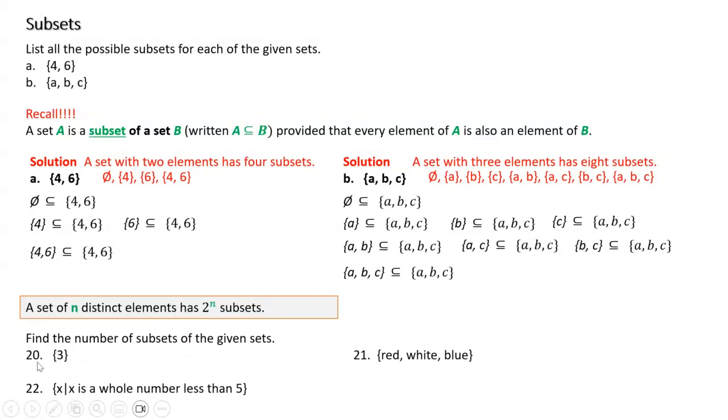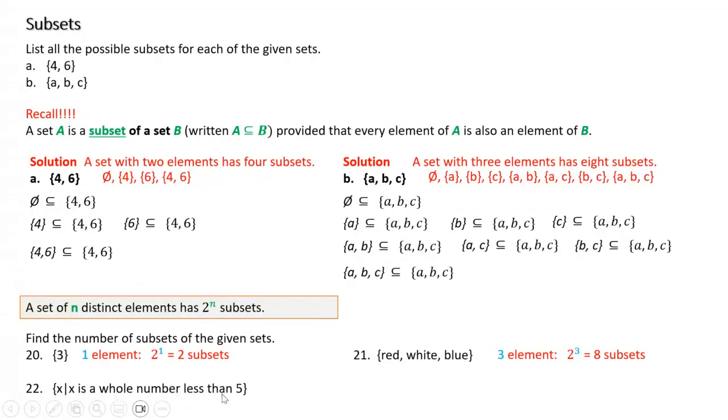Now this is also from the book, number 20, number 21, and 22. So how many elements are here? 1. So the answer will be 2, because 2 to the first power is 2. For 21, we have 1, 2, 3. So it's going to be 2 to the third power because we have 3 elements. So 2 to the third power equals 8.